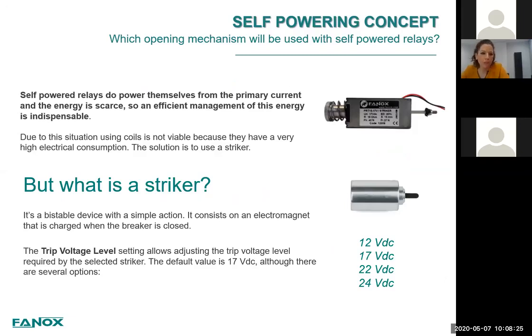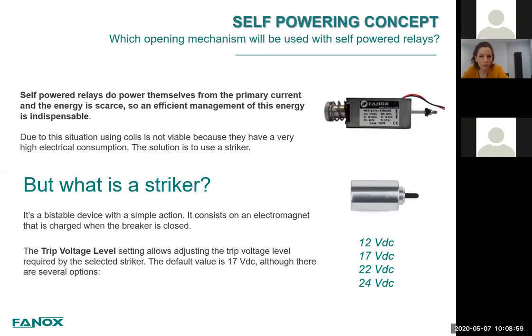Another important question that can come to our minds is which opening mechanism will be used with self-power relays. As I told you, these relays are going to be powered up through current. So in these cases, the energy is scarce, so using an ideal or appropriate opening mechanism is very important. In this case, the low power coil or a striker is used. This is a very simple device. It requires a really low quantity of energy to be tripped.